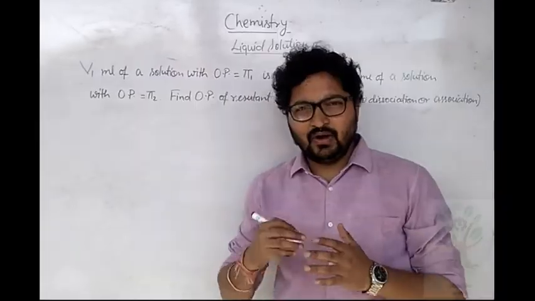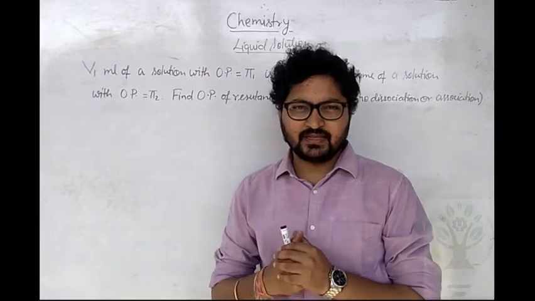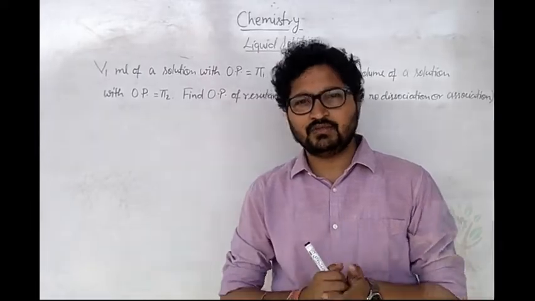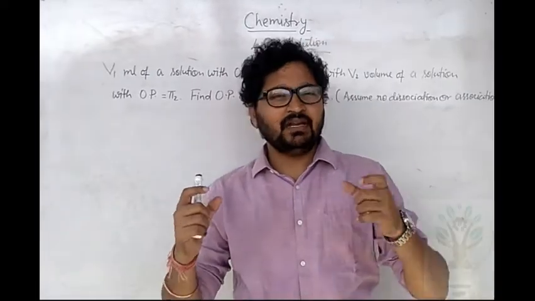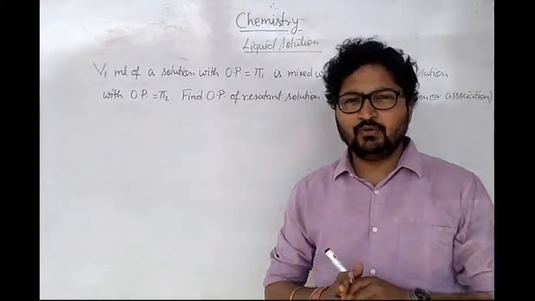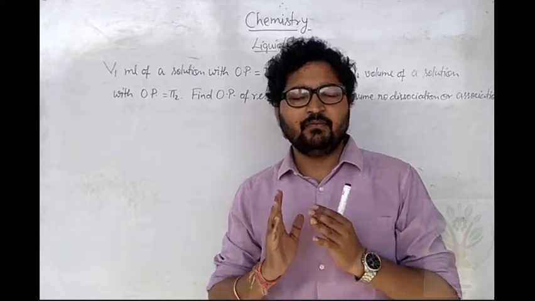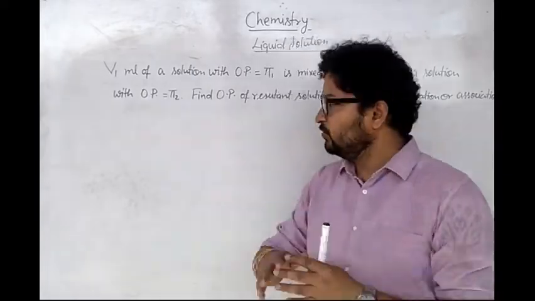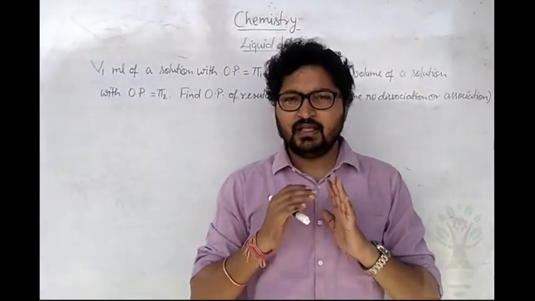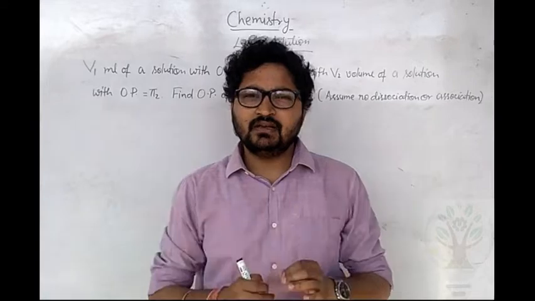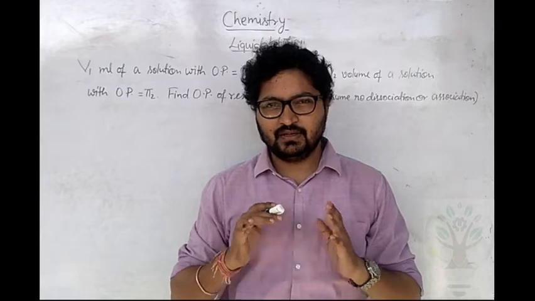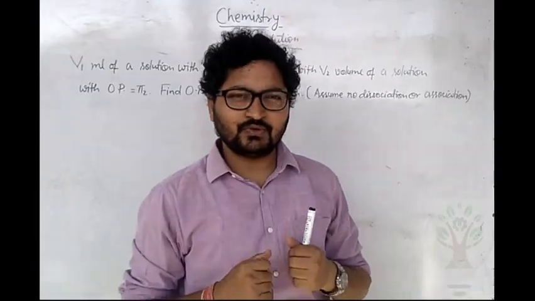Okay, let's move. Now again a question of mixing. Here they are saying, if we have two solutions, one solution has osmotic pressure pi 1 and the other solution has osmotic pressure pi 2. We have taken V1 and V2 ml of the two solutions respectively and we are mixing them. Now we have to find the osmotic pressure of the resultant solution. They have given one thing, that please assume no dissociation or association. If they haven't said this, we still will take i equals to 1 because no information regarding solute is given to us.